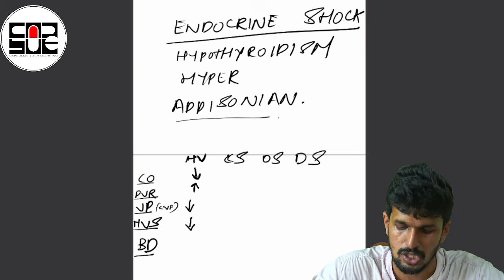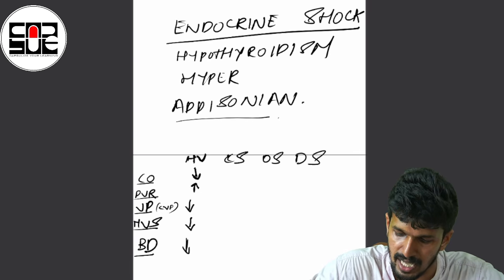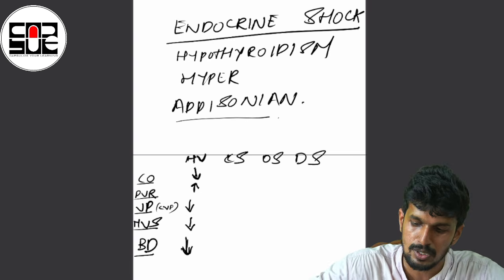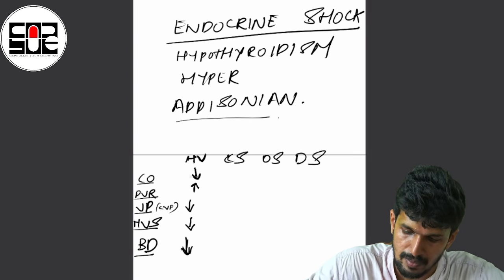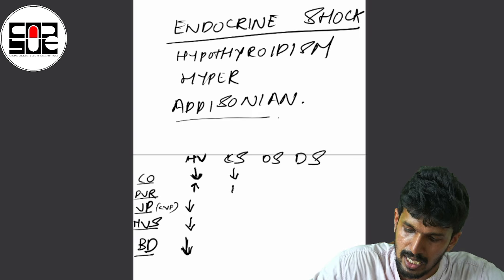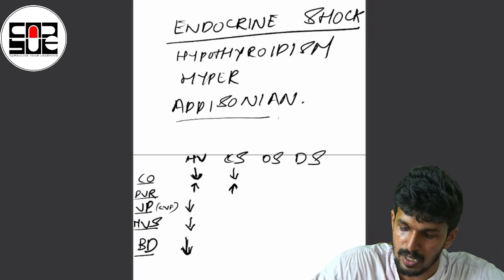In all these cases of shock, base deficit will be decreased, as all of these will be presenting as a case of metabolic acidosis. When it comes to cardiogenic shock, similar scenario. Cardiac output will be decreased. Peripheral vascular resistance will be increased. When it comes to venous pressure, what happens?